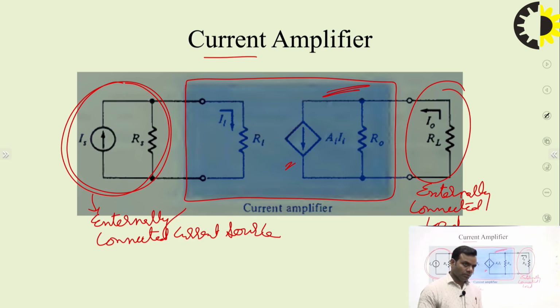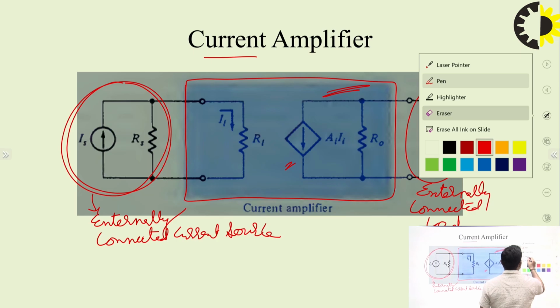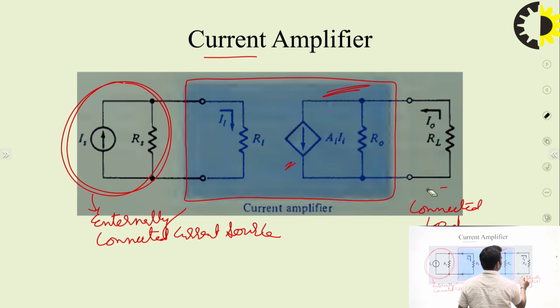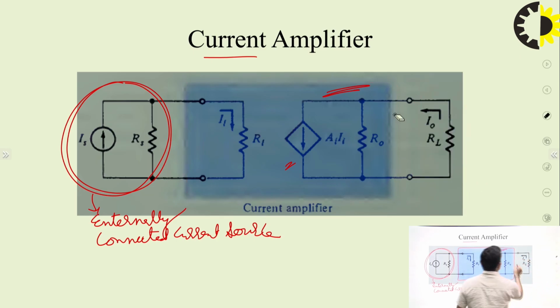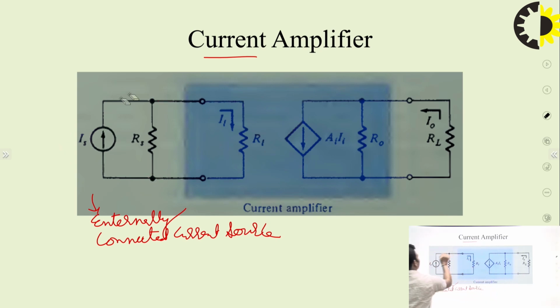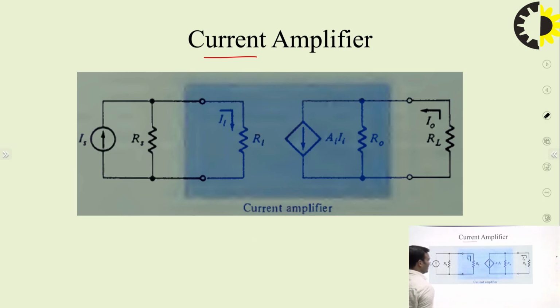So now let us analyze this circuit conceptually. The meaning of conceptual analysis is: all the amplifiers are designed to obtain the maximum output, and let us talk about the conditions which we need to remember to get maximum output, and in this case we can say maximum output current.